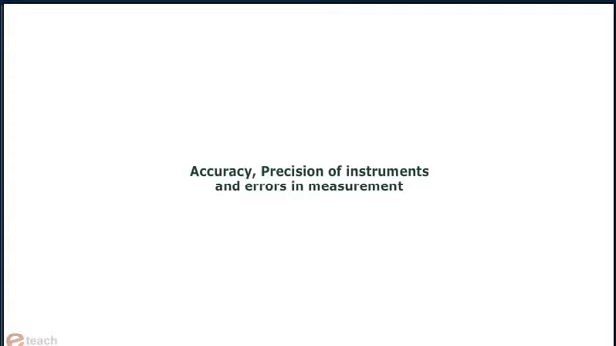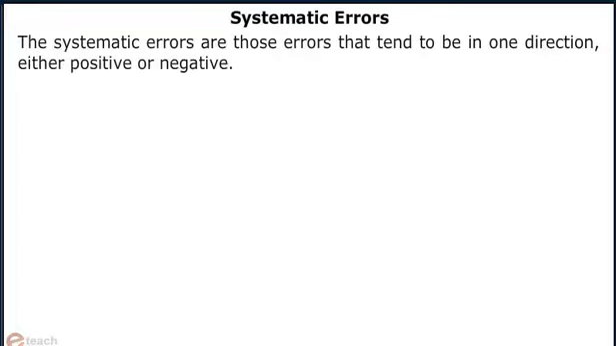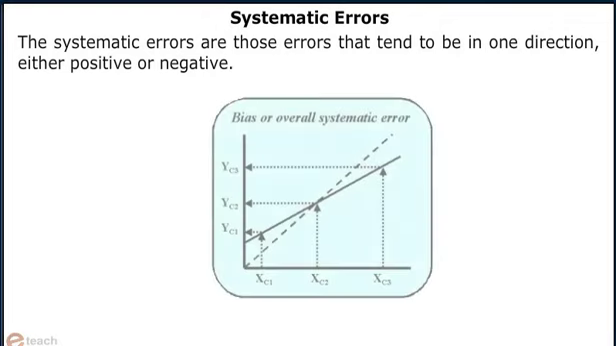Accuracy, precision of instruments, and errors in measurements. Systematic errors. The systematic errors are those errors that tend to be in one direction, either positive or negative.